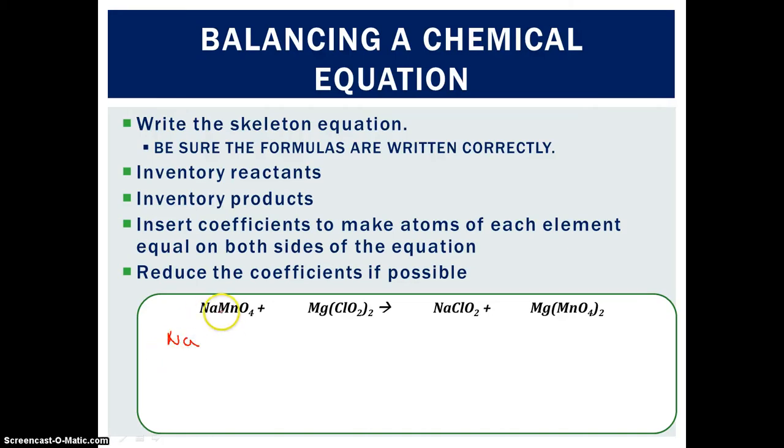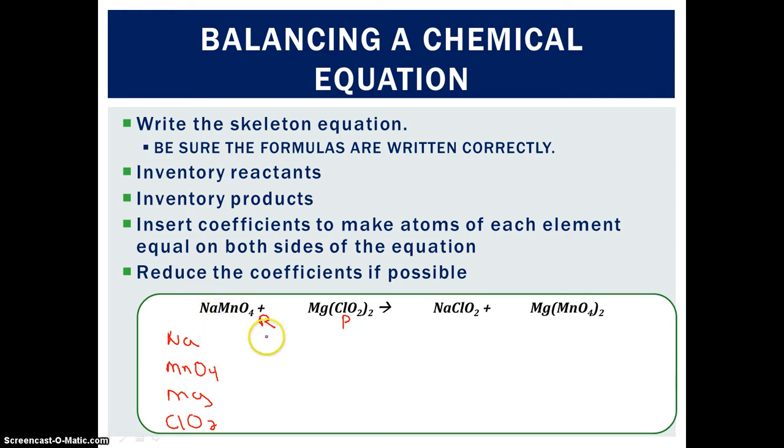In this type of reaction, you'll see that permanganate and chlorite, they're polyatomic ions. They stay together. So I can actually inventory just the ion. I don't need to count them up separately. I can inventory permanganate, magnesium, and chlorite. Now create a table with reactant side and product side. Notice, now let's count them up.